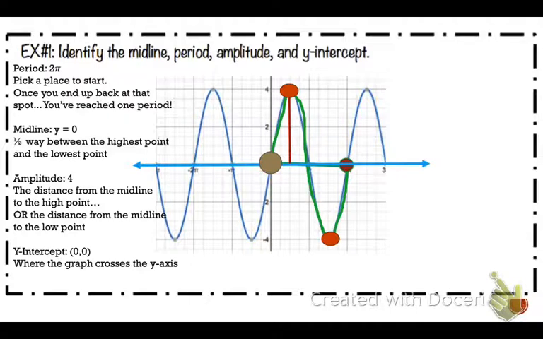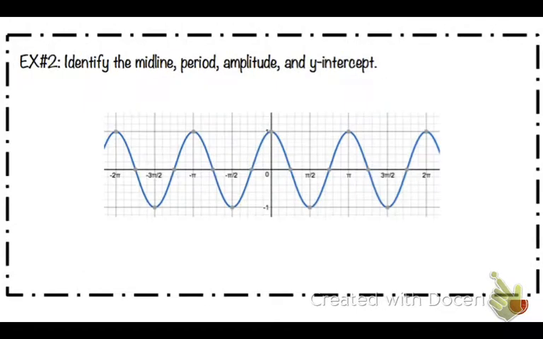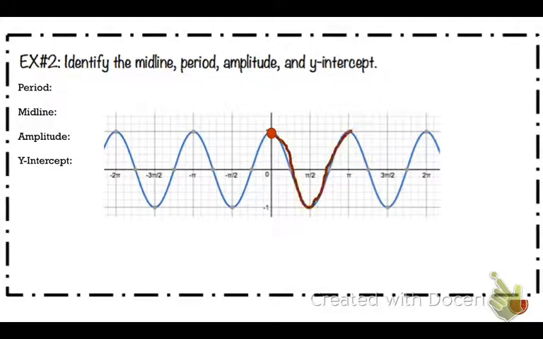Okay, let's do this one. Again, we're going to identify the midline, the period, the amplitude, and the y-intercept. So always start at wherever the point is at 0. So we're going to start at that point right there. I'm going to go along this graph, and I don't repeat myself till I get to pi. So my period is pi.